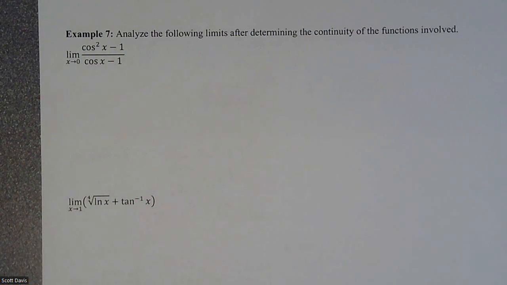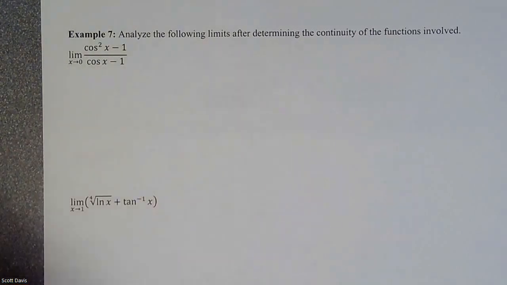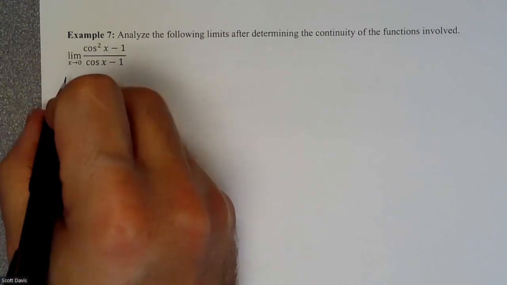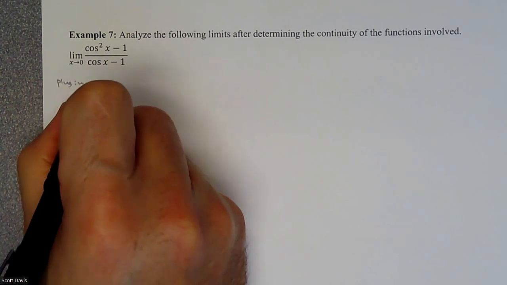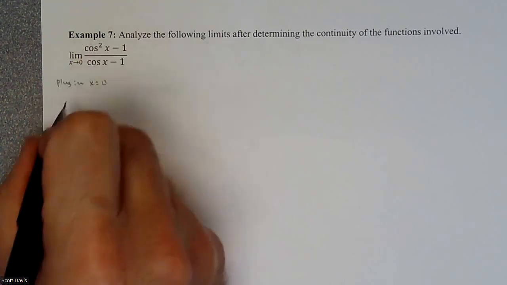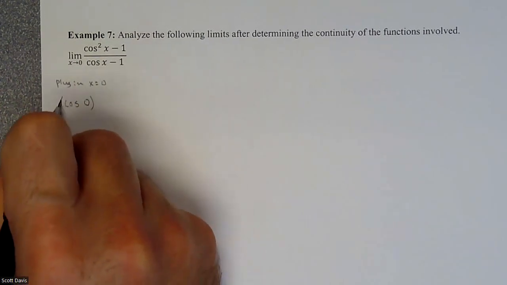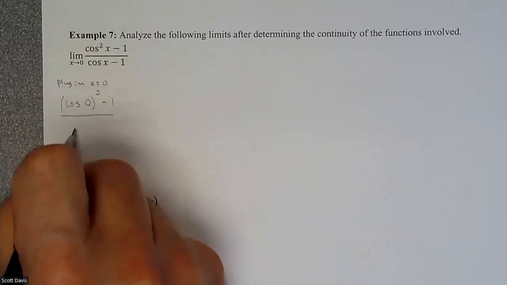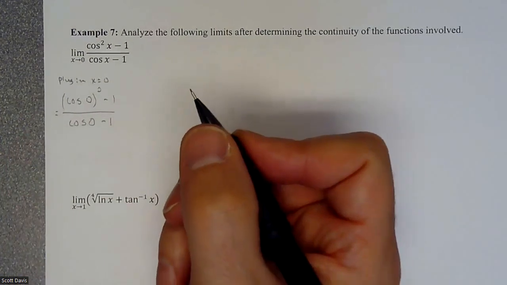So it says, first off, we're going to analyze the limits after determining the continuity of the functions involved. So is there a break in this graph? Is there potential for this denominator to be 0? Right? Maybe. I don't know. So let's plug it in first. So let's plug in x equals 0. So if we plug this in, this really means cosine of 0 squared minus 1 over cosine of 0 minus 1. Okay, so that's our math that we're looking to do.